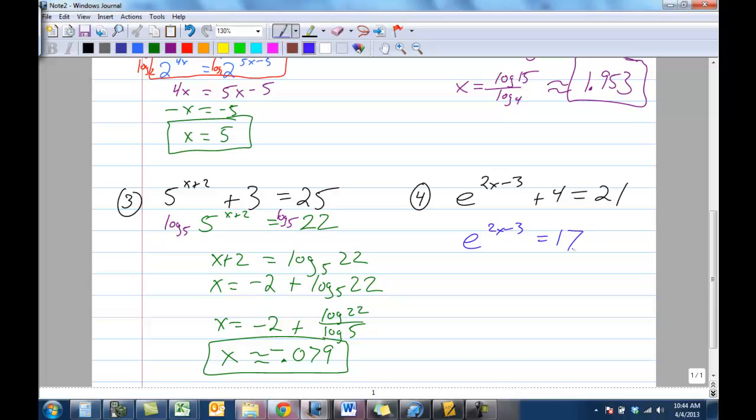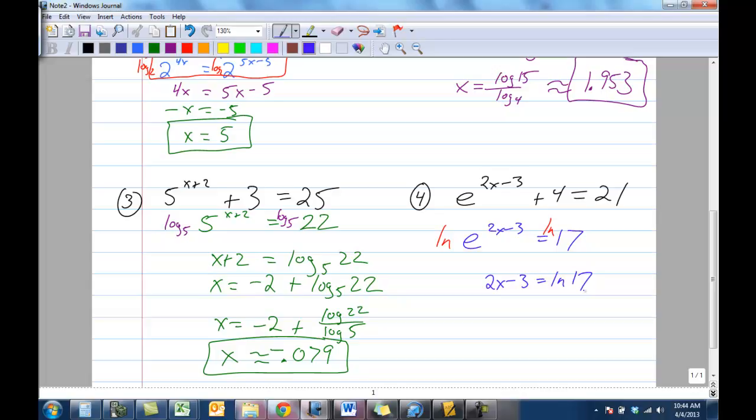All right, how do you unbase e something? Well, here, unbase 5, we log base 5. We have to log base e. What's another name for log base e? Log base e is natural log. You can natural log both sides. So now we got 2x minus 3 equals the natural log of 17.